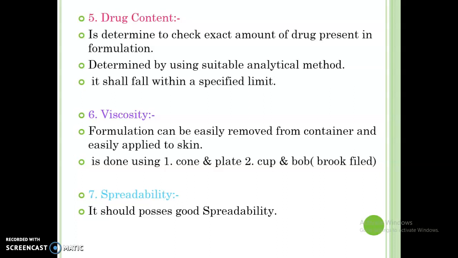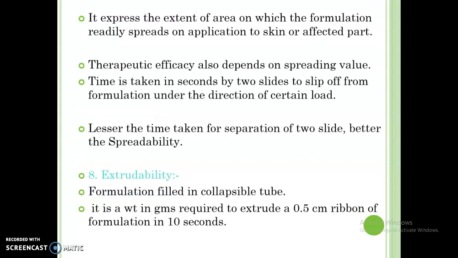In the case of spreadability, it should possess good spreadability characteristics, because it expresses the extent of area on which the formulation readily spreads on application to the skin or affected part. So spreadability will help determine how much area will be covered by spreading your formulation. The therapeutic efficacy also depends on the spreading value. If the spreading value is less, it means it takes less time, so we can say it has good spreadability.